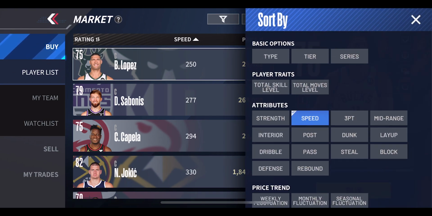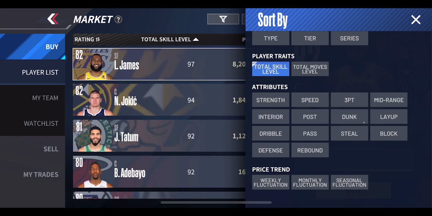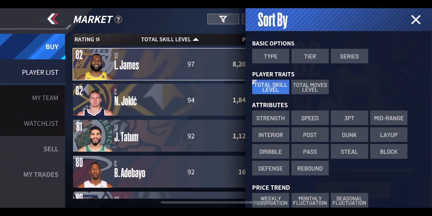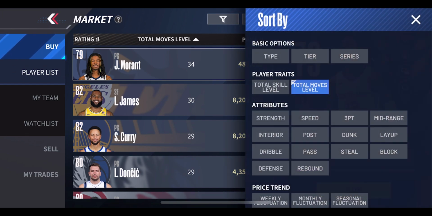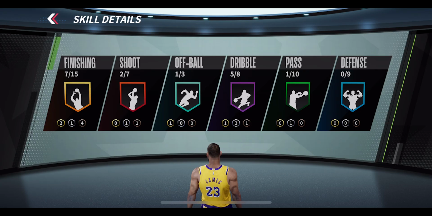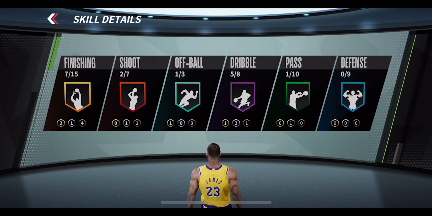You can do that with every single attribute, and that means you could basically buy a player based off of their attribute. You can also filter by player traits, so you can see total skill level and total moves level. So Ja Morant has the most moves and LeBron James has the most skill level. This, I believe, is how many skills you can actually max out. So you can see LeBron James has 15 finishing all the way through to 9 defensive stats.